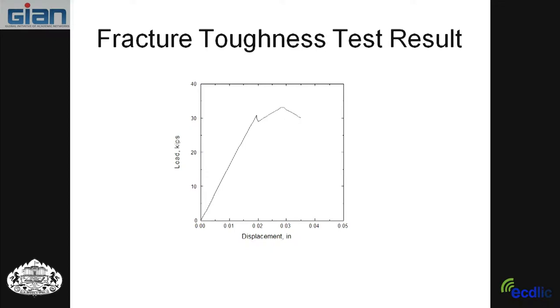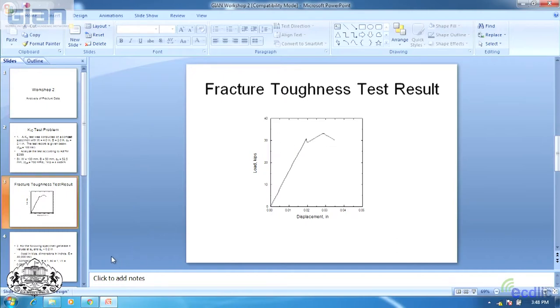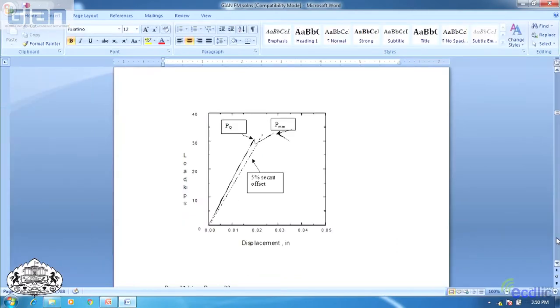Now let me see if I can find here. Okay. Now if he'll scroll. This is the load and displacement record that was on the previous slide. I measured for you PQ and PMAX. So what you needed for this is to have the original slope here and then the 5% secant slope. You can see the 5% secant slope hits at a point lower than the maximum peak here.